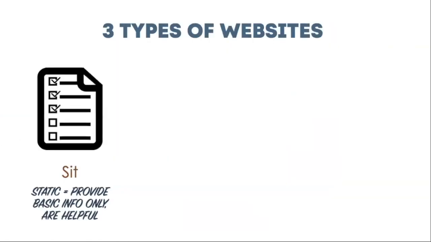Now, there are 3 different kinds of websites here we teach. Number one is the kind of website that just sits. These are static. They provide basic information only. They're very helpful, but there's not an extra oomph to them. So a static website would be like your local dentist office. When we're open, here's what we do. Come and see us. End of story.